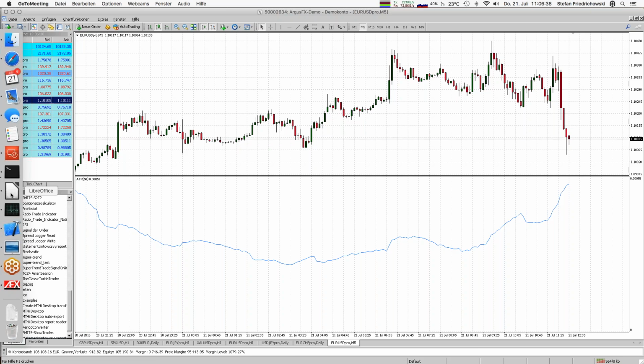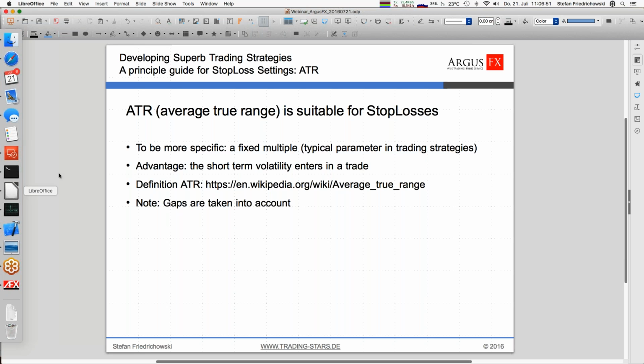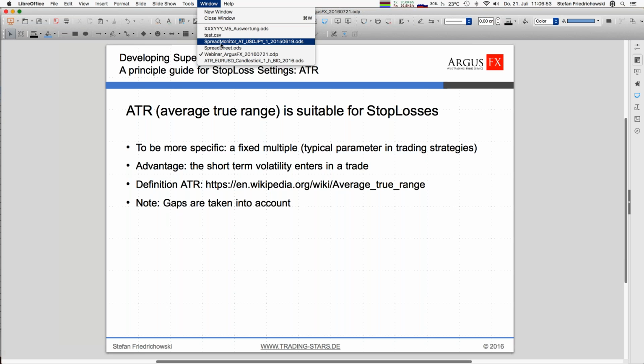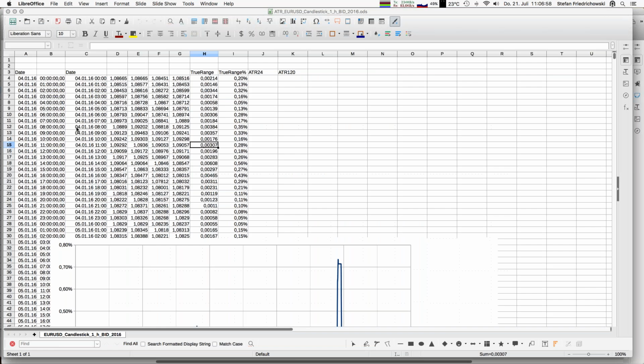But how to calculate the ATR? I showed it already last week. There is a link to a Wikipedia page where you can see all the details, but I will show it to you just in an Excel sheet, because then you can do it on your own whenever you need something like that.